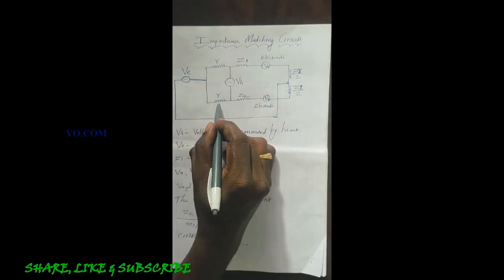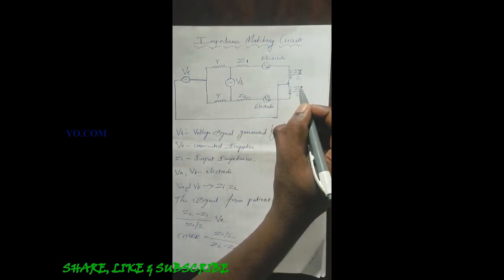Then there are two resistances, R and R, and impedances Z1 and Z2, and Zi divided by 2, Zi divided by 2, which are two more impedances. These are the impedances present in the equivalent circuit. This circuit is the impedance matching equivalent circuit.